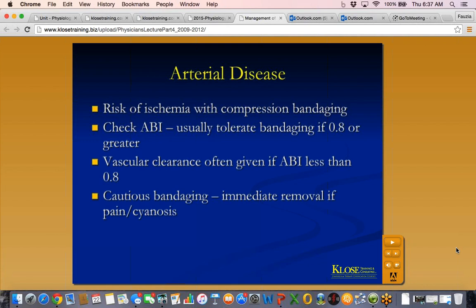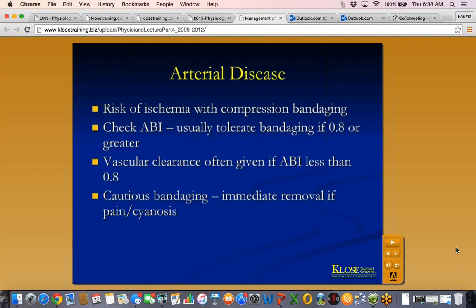So with arterial disease, you have the risk of ischemia with compression bandaging. So ABI is the ankle brachial index, and normally the number that you have is 1.0, and this is something your vascular clinics can tell you if they've done an ABI. ABI just tells us the difference between the arterial pressure in your arm versus the arterial pressure in your leg. So usually for bandaging, if you have a 0.8 or greater ABI, then that's going to be okay. If it's less than that, then you want to check with the vascular clinic if bandaging is going to be okay.